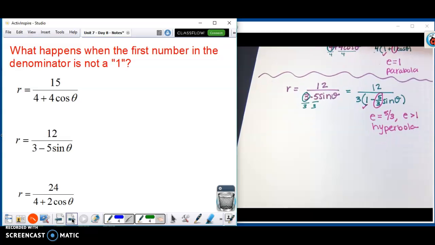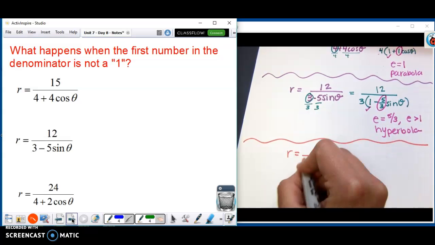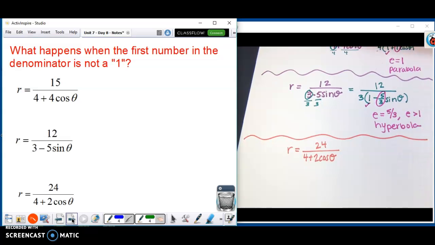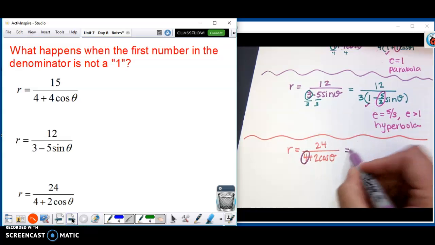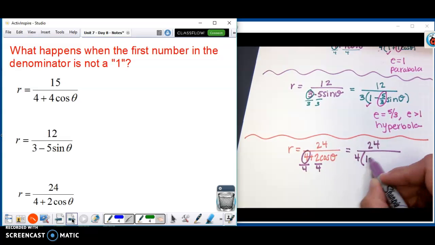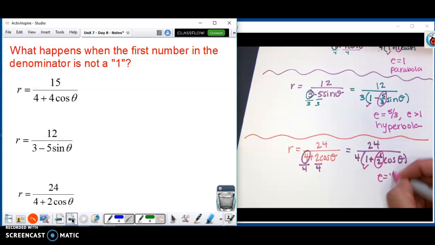Okay, and then the next one. Okay, so we have the constant on top, which is good, but problem, we have a 4 here. So we're going to factor out that 4. If we divide both of these by 4, we'll have 1 plus 2/4, or 1/2 cosine theta. So now we have that 1. So 1/2 is our eccentricity. Because e is less than 1, that means this has to be an ellipse. Okay, so if the number in the denominator is not a 1, it's not a problem. You just factor it out to fix it.